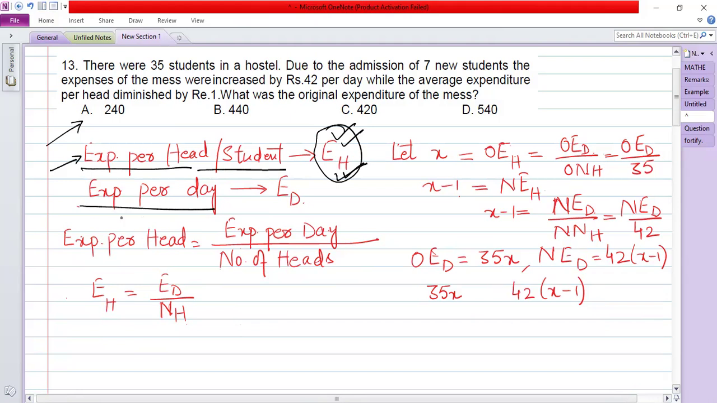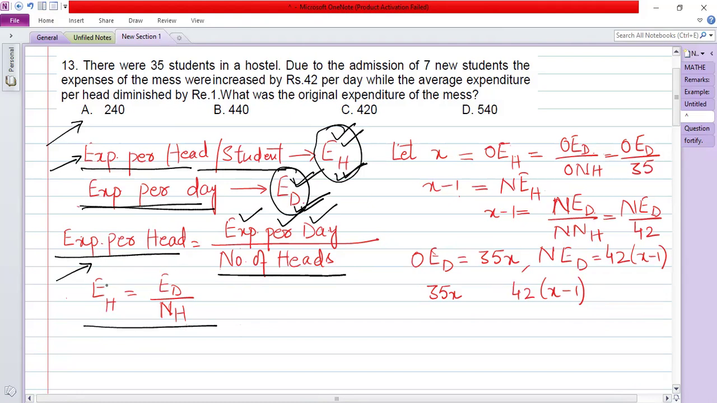And there is another expenditure, which is expenditure per day, and the symbol I am using is ED, the expenditure per day. Now, what is the relation between these two expenditures? The relation is that expenditure per head is nothing but the expenditure per day divided by the number of heads. Now we can understand the meaning of these two. So we can write that expenditure per head is nothing but this.